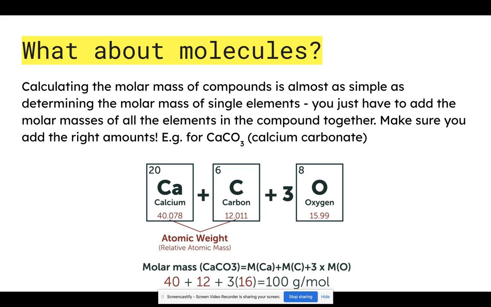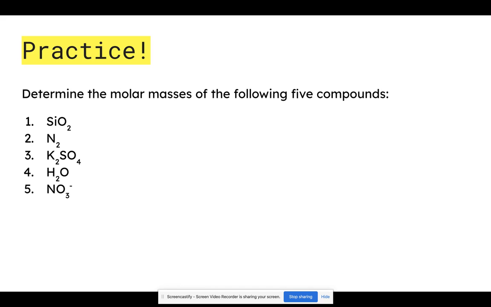So that means that if I had 100 grams of calcium carbonate, I would know that I had 1 mole of calcium carbonate, or that I have 6.022 times 10 to the power of 23 molecules of calcium carbonate in that 100 gram sample. So again, give it a go.